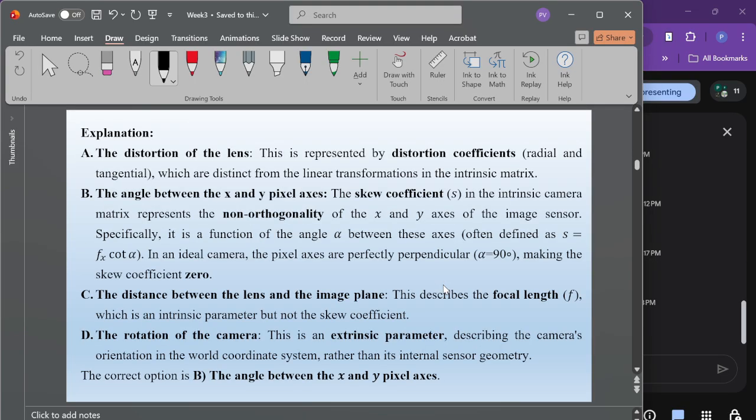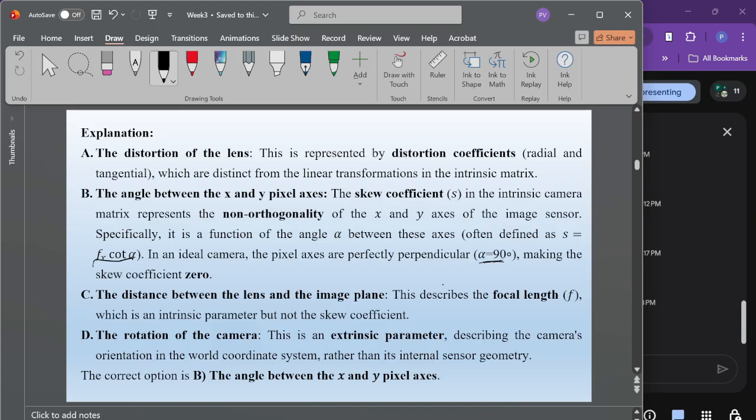And the other one is the angle between the x and y pixel axes. The skew coefficient in the intrinsic camera matrix represents the non-orthogonality of the x and y axes of the image sensor. Already we have seen this in the previous slides as well. Specifically it is a function of the angle alpha between these axes, and it is defined as fx cot alpha. In an ideal camera, the pixel axes are perfectly perpendicular, that is alpha is equal to 90 degrees, which makes the skew coefficient 0.